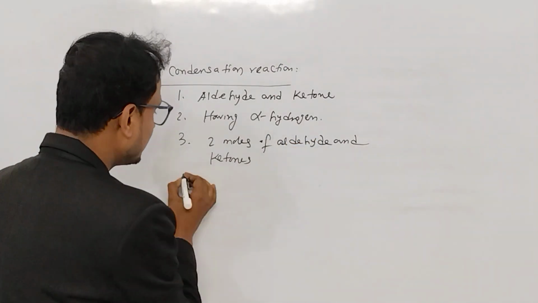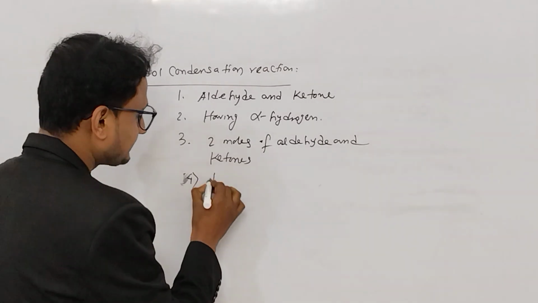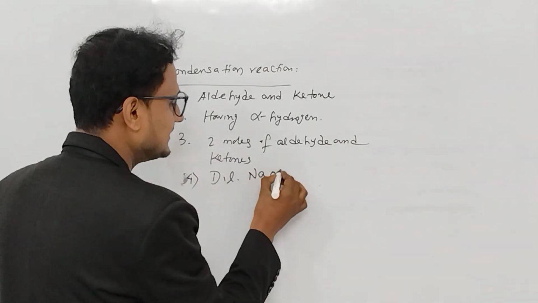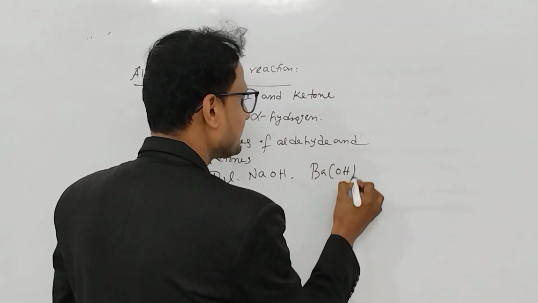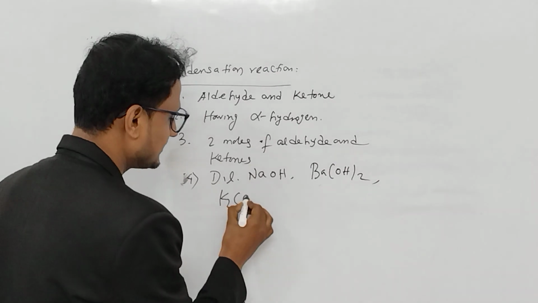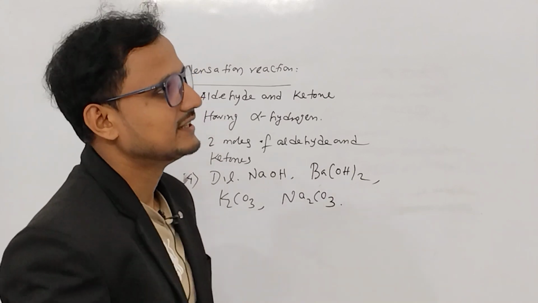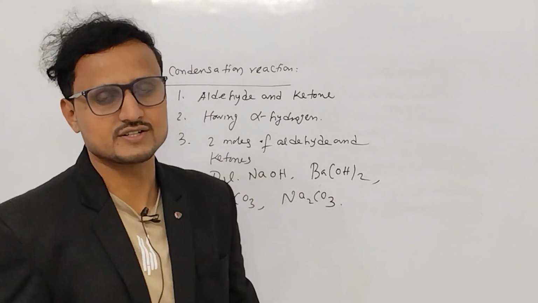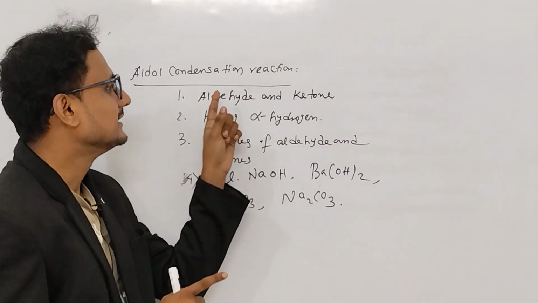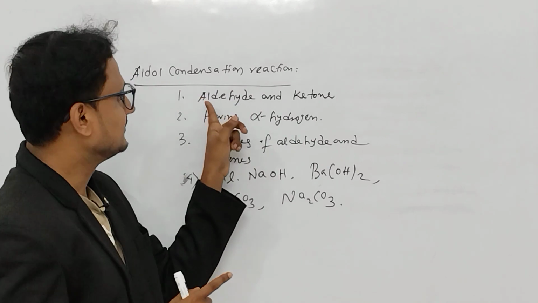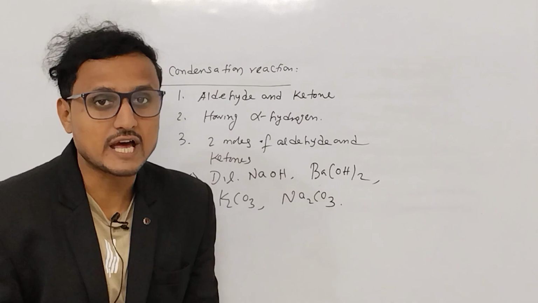And what are the reagents in the presence of which this will react? The reagent should be dilute alkali, like dilute sodium hydroxide, or barium hydroxide, or potassium carbonate, or sodium carbonate. These are the reagents in which the normal Aldol condensation reactions are done. So these are the 4 facts we have to learn: in the Aldol condensation reaction there must be aldehyde and ketone, that must be 2 moles of aldehyde and ketone, and they should have alpha hydrogen.